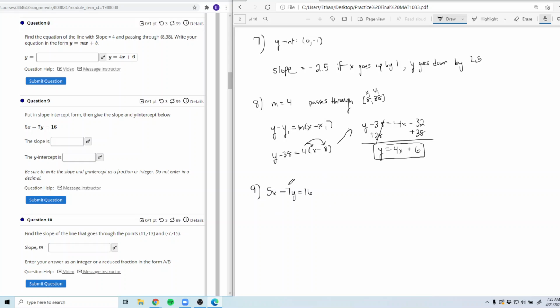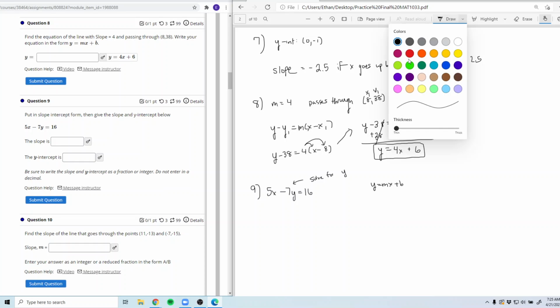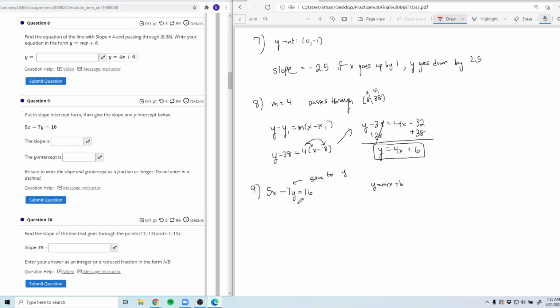Well, for this, we have to solve for y. Right? Because slope-intercept form is y equals mx plus b. Pretty much the same idea up here. We want to get y by itself. We're just given the equation already. So how can we get y by itself here? We want to get this y by itself.